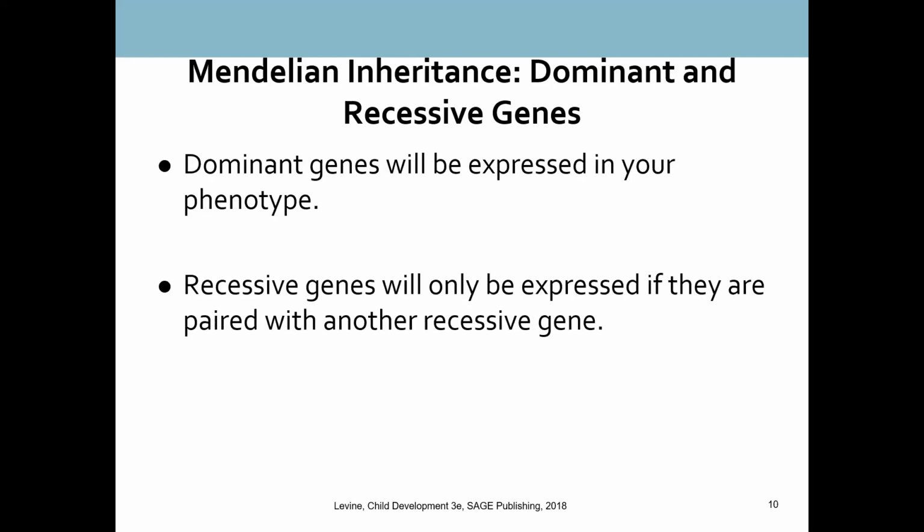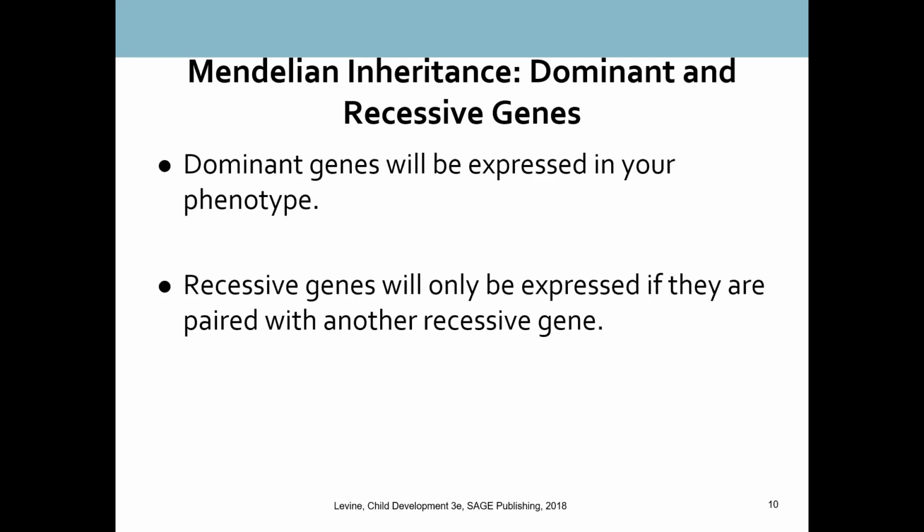Out of the pair of genes that you inherit for something like eye color, and right now we're talking about certain things that are just determined by a single pair of genes. Other things like, for instance, intelligence or personality, are determined by multiple genes, not just a single pair. But something simple like eye color, it's just one gene from each parent that determines your eye color. All right, so out of that pair, the dominant genes will be expressed in your phenotype. So if there's a dominant gene, it is what's going to be showing up as my eye color.